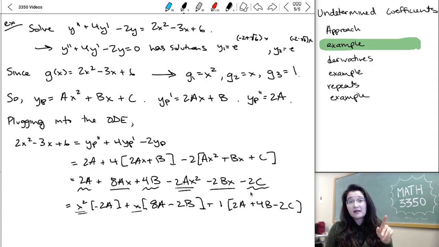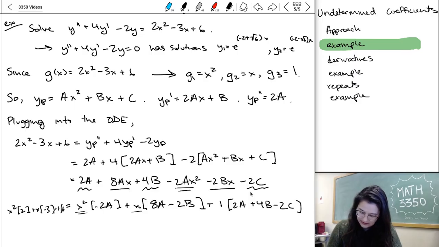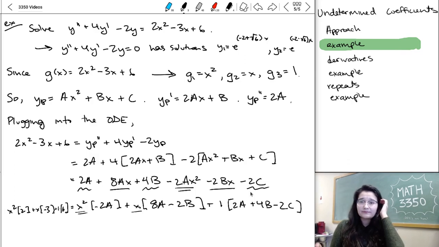And then on the left side, I want to emphasize how that's also constants times these same functions. So 2x squared is x squared times 2. 3x is plus x times minus 3. And 6 is 1 times 6. I did not give myself enough space to write that, but hopefully you can see it okay on the screen.